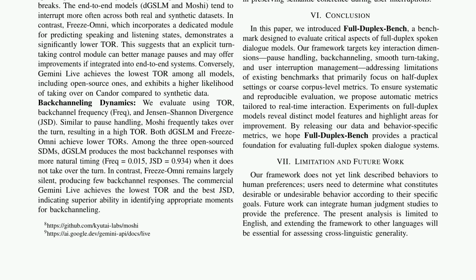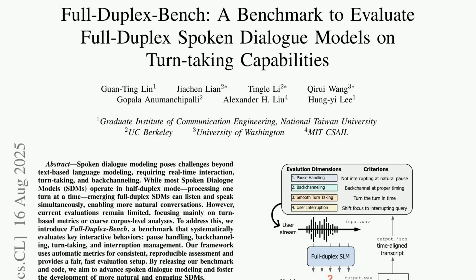7. Limitation and future work. Our framework does not yet link described behaviors to human preferences. Users need to determine what constitutes desirable or undesirable behavior according to their specific goals. Future work can integrate human judgment studies to provide the preference. The present analysis is limited to English, and extending the framework to other languages will be essential for assessing cross-linguistic generality. This concludes the reading of Full-Duplex-Bench, a benchmark to evaluate full-duplex spoken dialogue models on turn-taking capabilities.